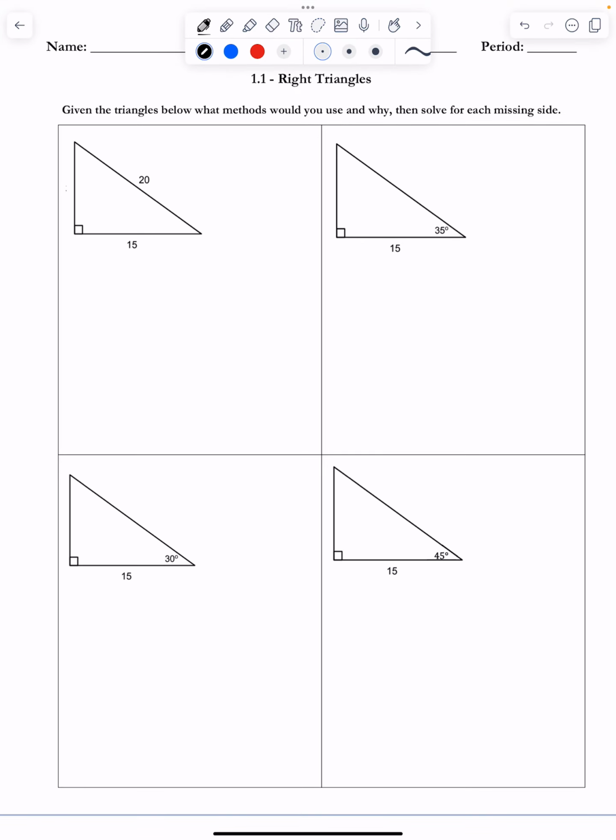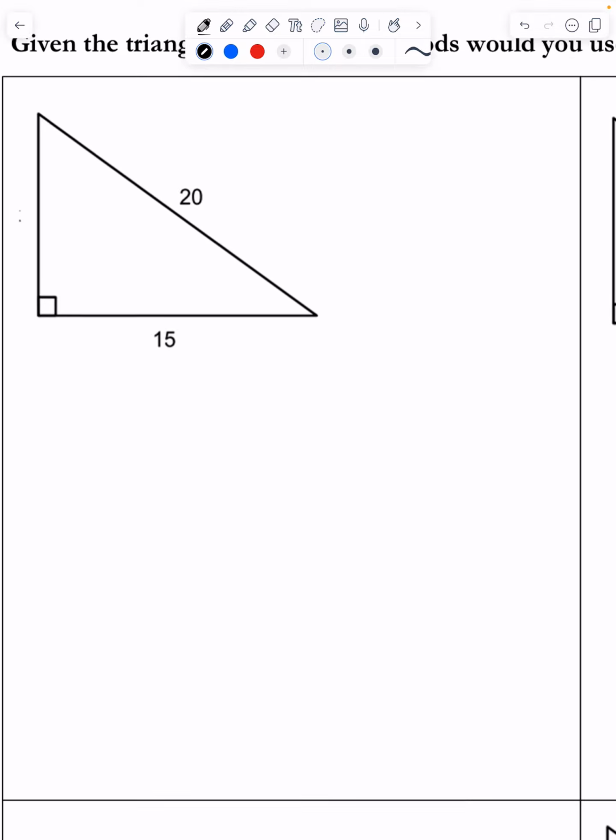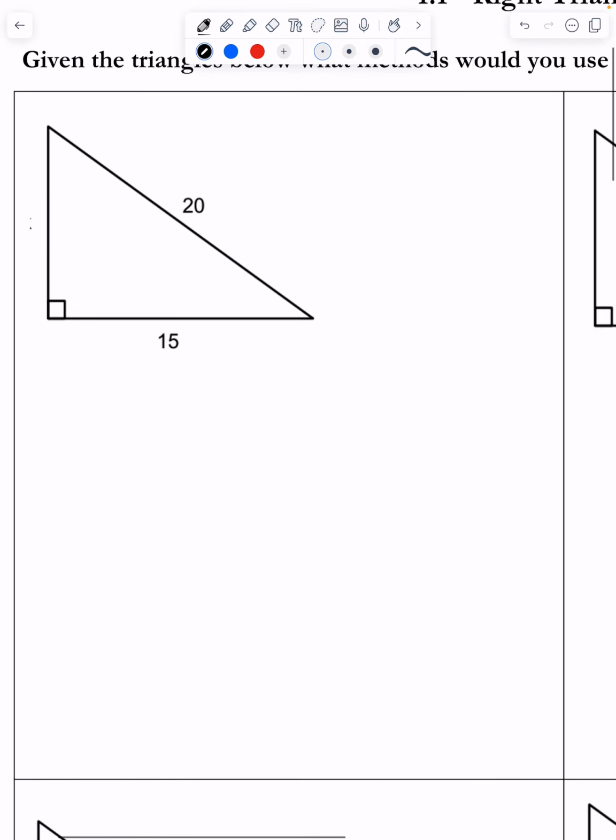All right, here we go. So I'm going to be showing you how to do some of these questions on right triangles. And the first one, I'm going to be using understanding that if I have 2 out of 3 of the side lengths in a right triangle, I can use the Pythagorean theorem to find that missing side length.